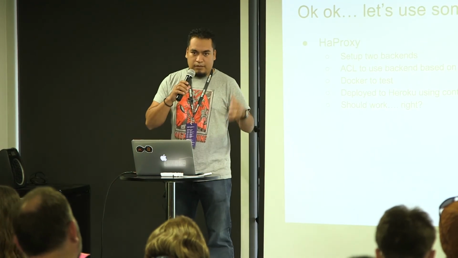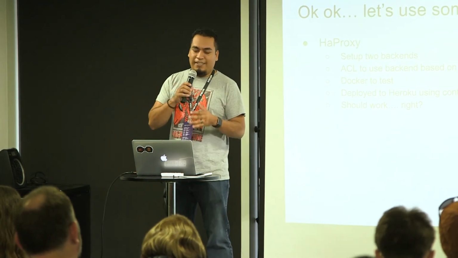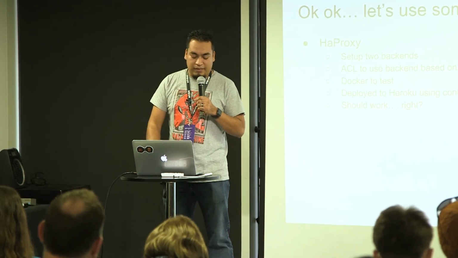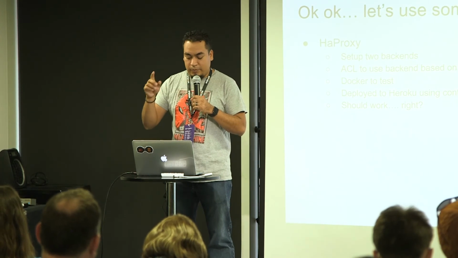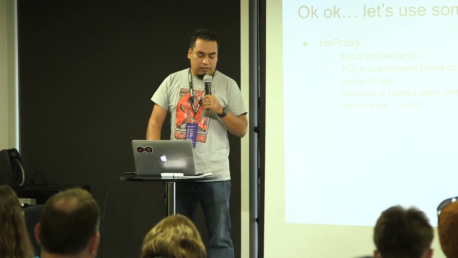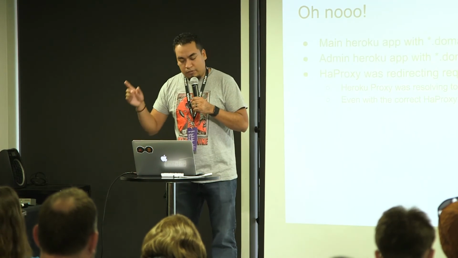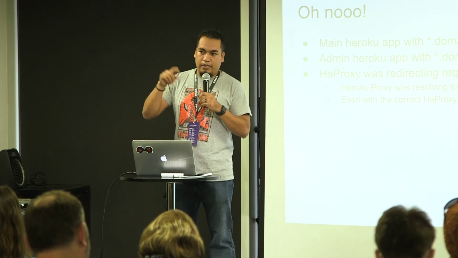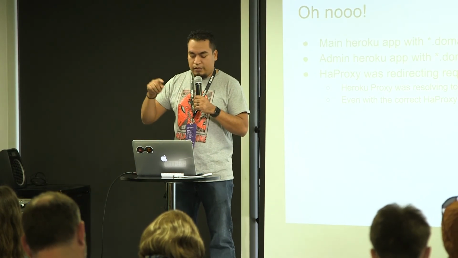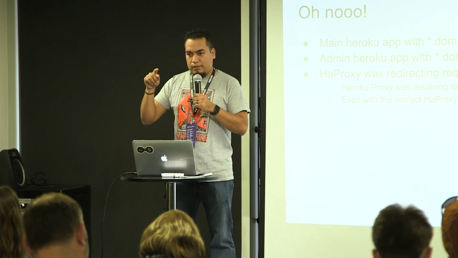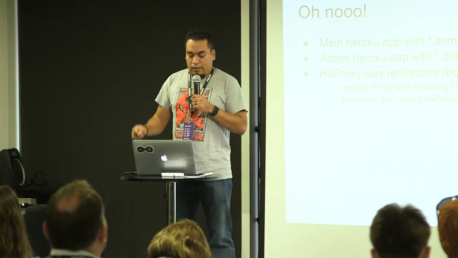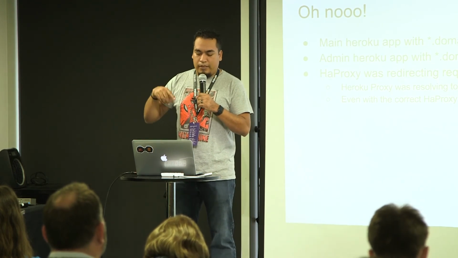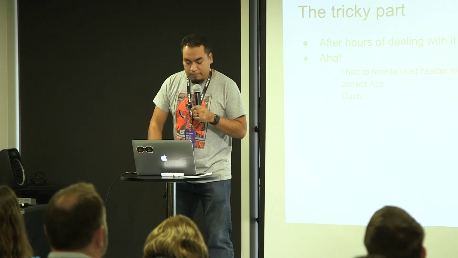So, okay, I said, let's use something that is designed to do this, right? So I started to play with HAProxy. I set up the ACL to use a backend based on the namespaces. I used Docker locally to test it. It was working fine, so I deployed to Heroku. The main Heroku app was star.domain.com, and then the admin Heroku app was star.domainadmin.com. And HAProxy was doing a fantastic job. It was redirecting everything to the correct backend, but it wasn't working.